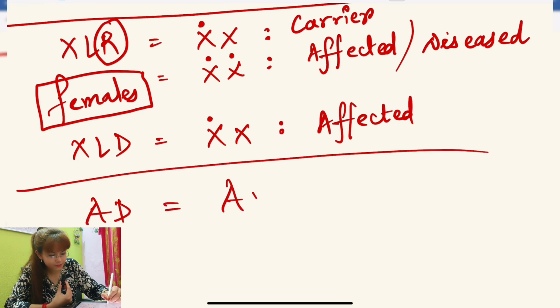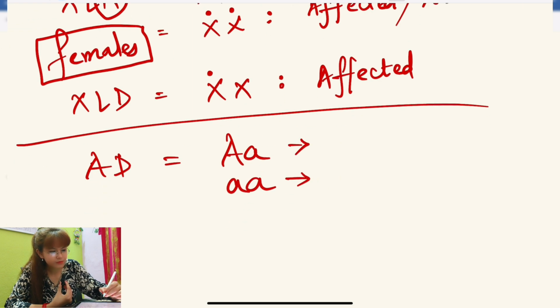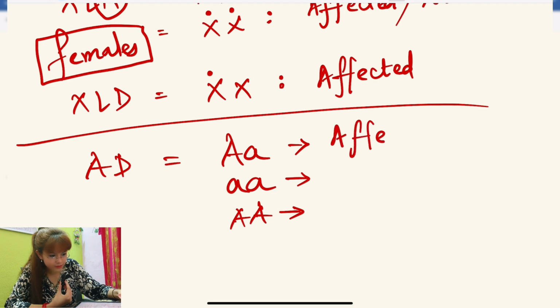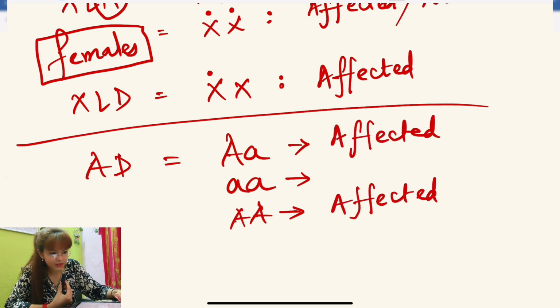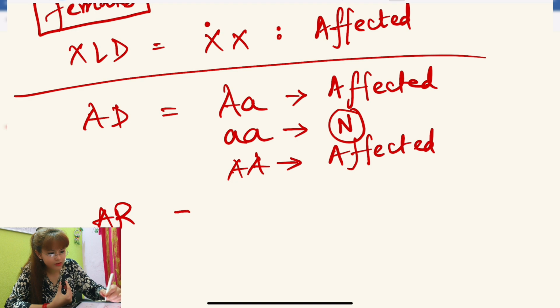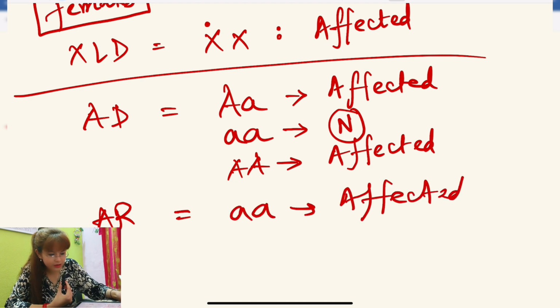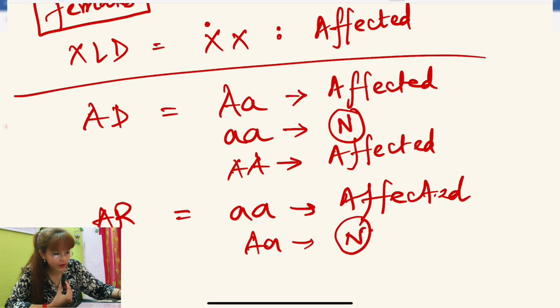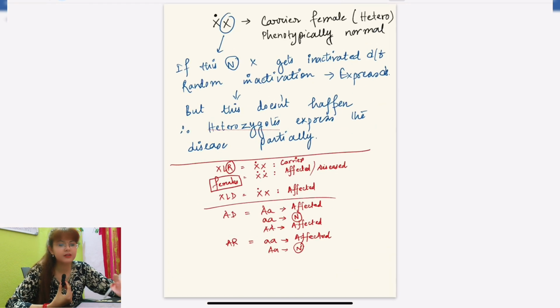See, what is this? And what is this? And what is this? This is affected. This is affected. This is nothing, normal. And in the autosomal recessive, this is affected. This means affected. And this means normal. Right? So you must know this, otherwise we'll get confused.